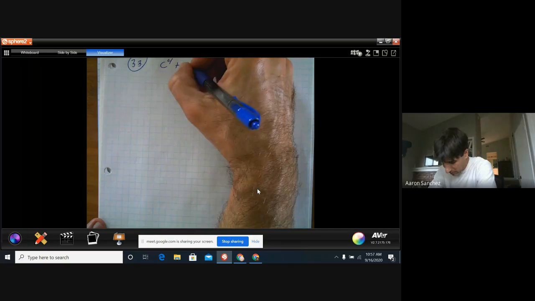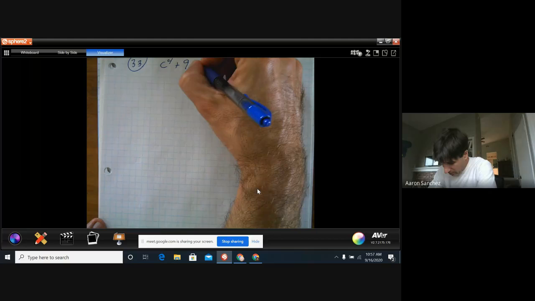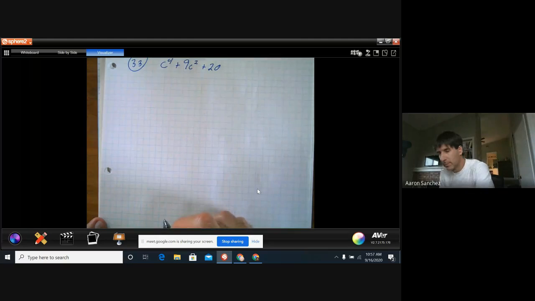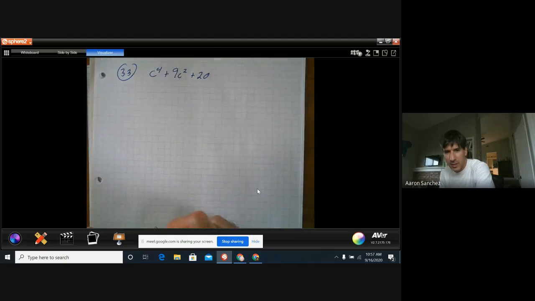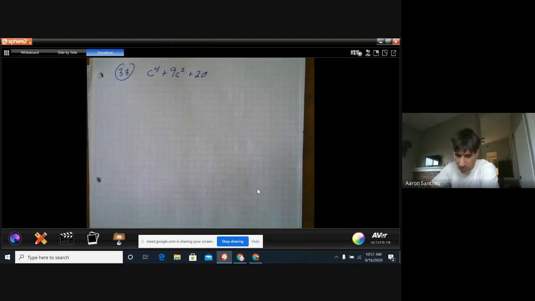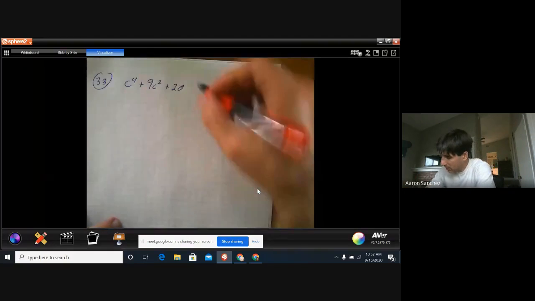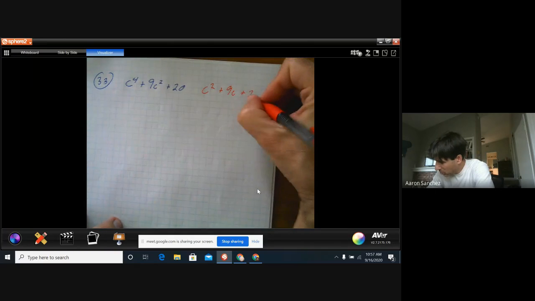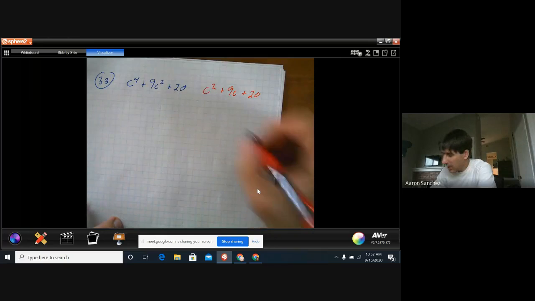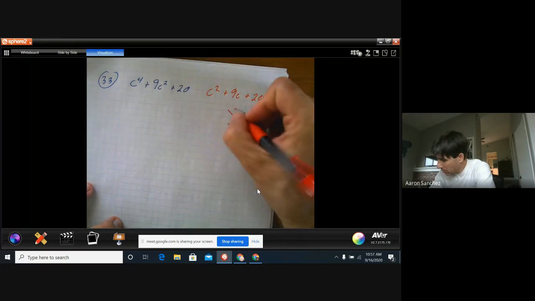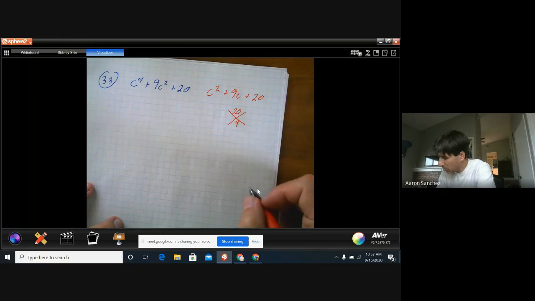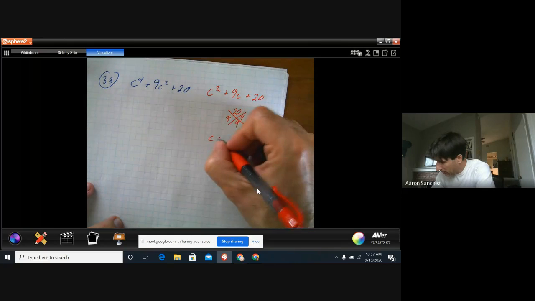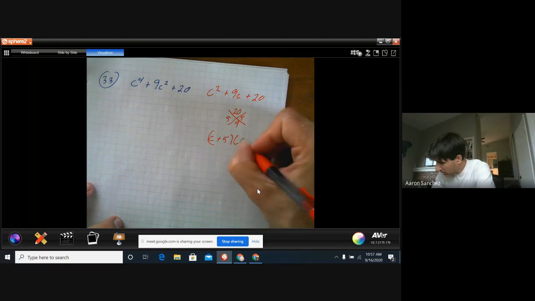If you can factor a regular trinomial, 9c squared plus 20. Okay, you know what that is? Notice, wait, it's c to the 4th. Well, could you factor this? c squared plus 9c plus 20. If I was to factor that, I would just go, what times what equals 20 and adds to 9? 5 and 4. So it'll be c plus 5 times c plus 4.